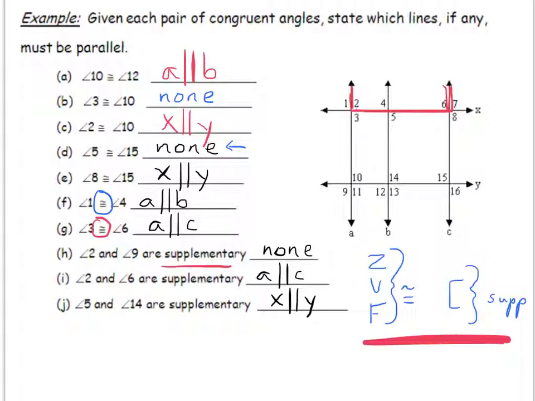And then for the last one, 5 and 14 are supplementary. If I look at 5 and 14, 5 and 14 do indeed make the letter C. They are same-side C's, and they are stated as supplementary. Therefore, X and Y are my parallel lines because my transversal was B.